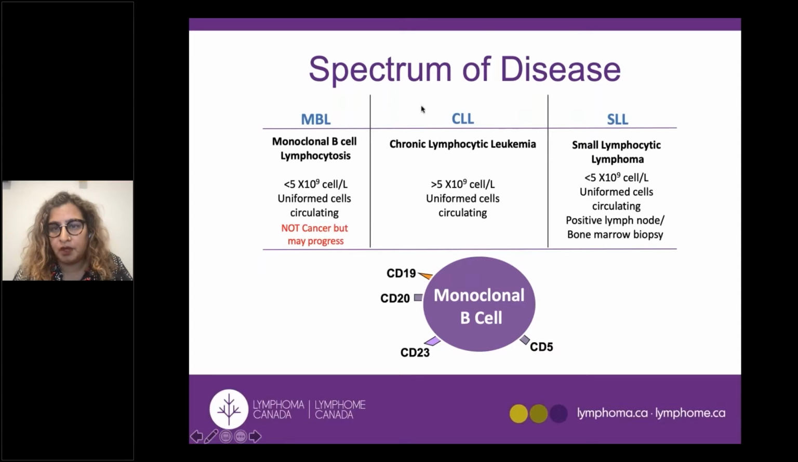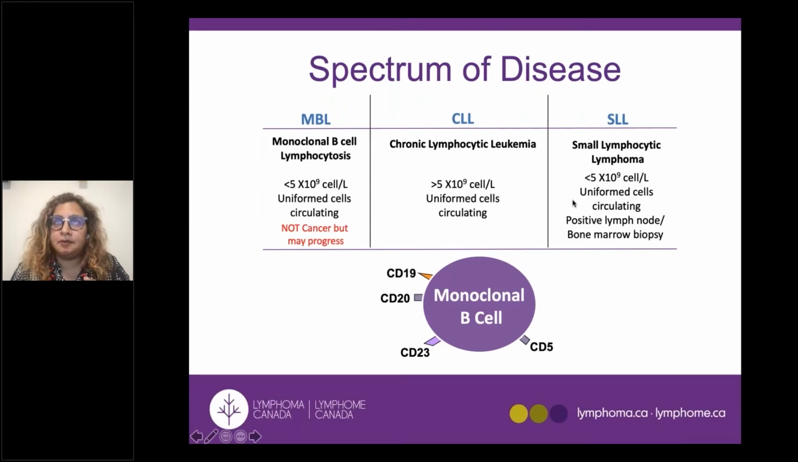What's important is that the level of these uniform B cells in the blood is less than 5 × 10⁹ per liter. In chronic lymphocytic leukemia, these cells are greater than that threshold. Small lymphocytic lymphoma is a situation in which the blood count is not high enough to meet criteria for CLL, but people may have had a biopsy of a lymph node or an abnormal blood count or a positive bone marrow test in which these uniform cells are found.